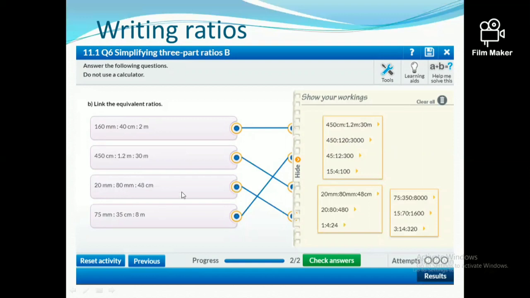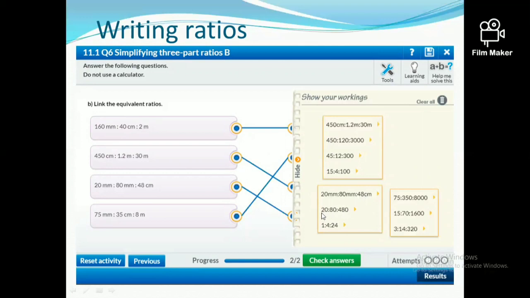Okay. Let's come to the next one. What is the minimum unit? Minimum unit of it is millimeters. 20 millimeters, 80 millimeters, 48 centimeters. So convert into millimeters. How to convert centimeters into millimeters? Multiply by 10. Then 48 into 10 is 480.